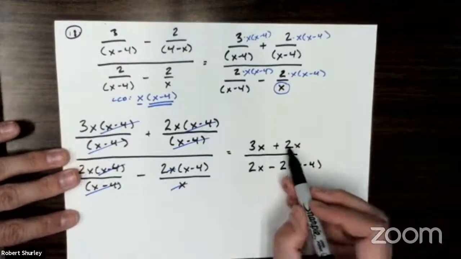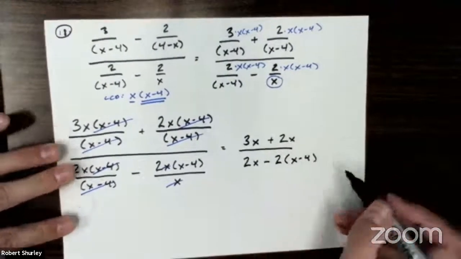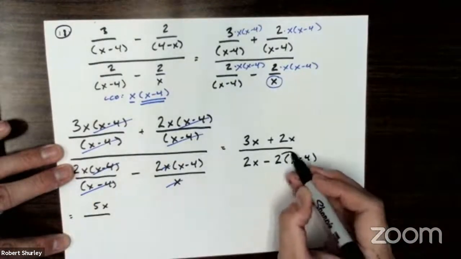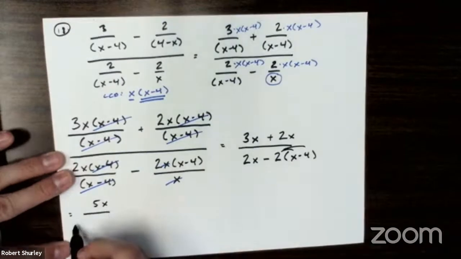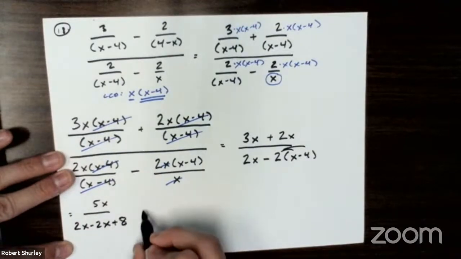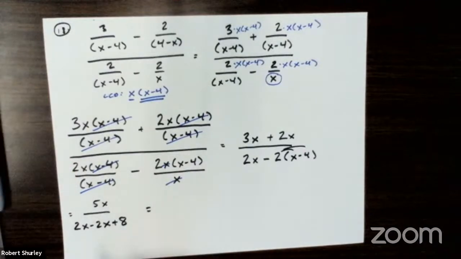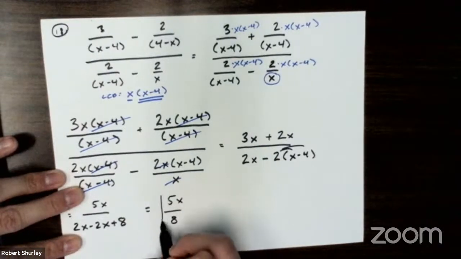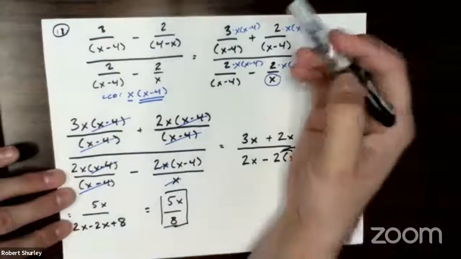So we have to simplify this thing. Well, 3x plus 2x is just 5x for that numerator. I've got to distribute the negative 2 to both terms, so I get 2x minus 2x plus 8. Hey, 2x minus 2x goes away, and we are left with 8. So this winds up being 5x over 8. Holy cow, right? That took a while.